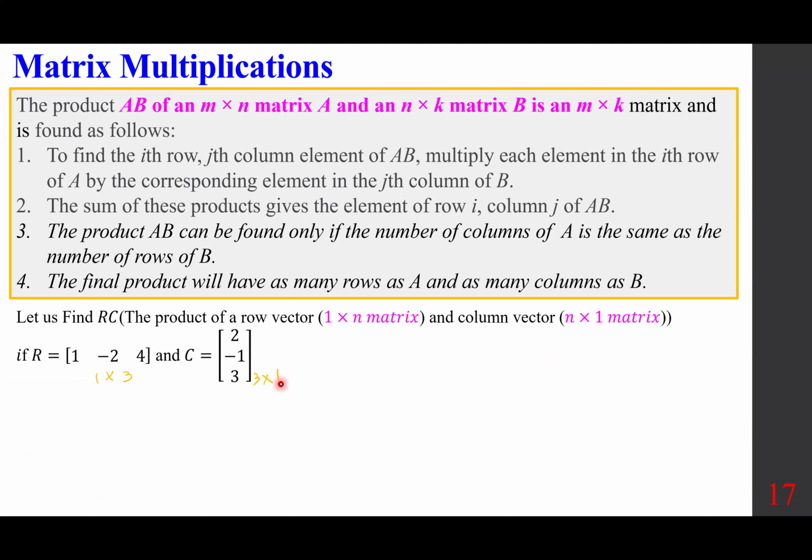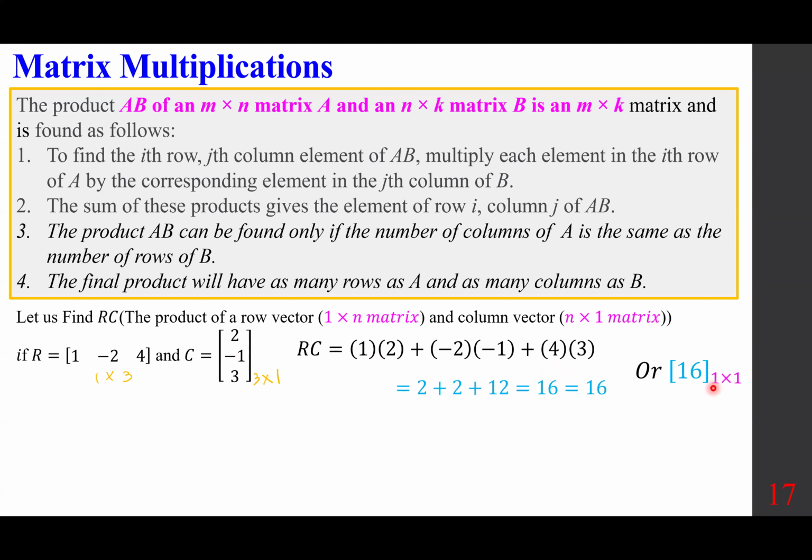So how do we come up with the answer? 1 times 2, negative 2 times negative 1, 4 times 3. So one more time. 1 times 2, negative 2 times negative 1, 4 times 3. This is 2, this is 2, this is 12. They add up to 16. As a matter of a matrix, we would put it in a matrix format and say 1 by 1. So again, 1 by 1. So if you understand how to do this, then if we have more of them, it works in the same manner.